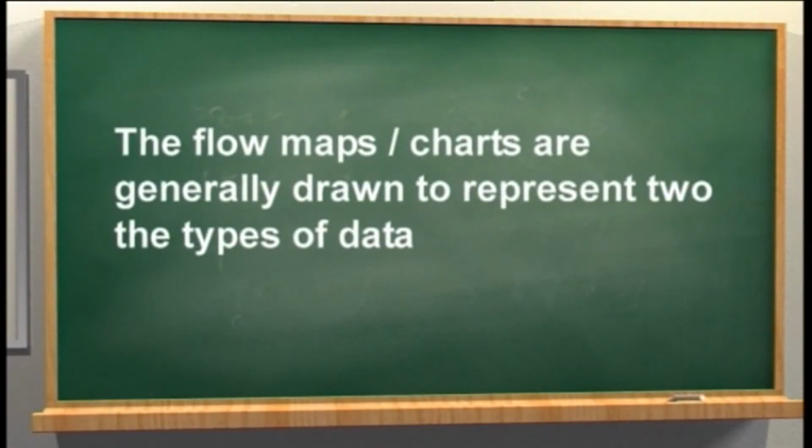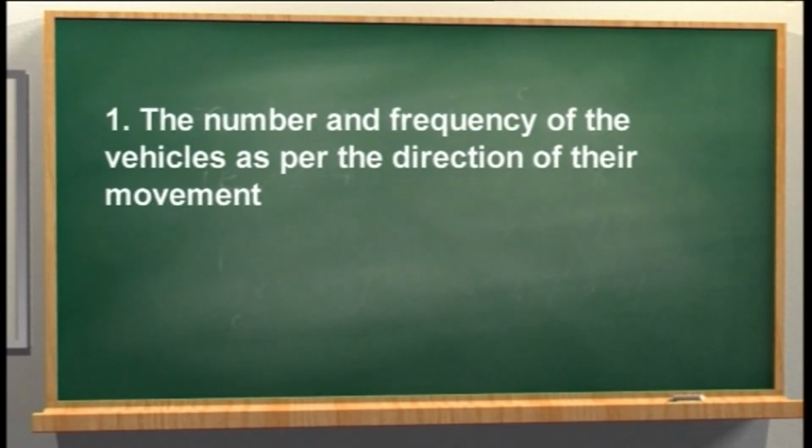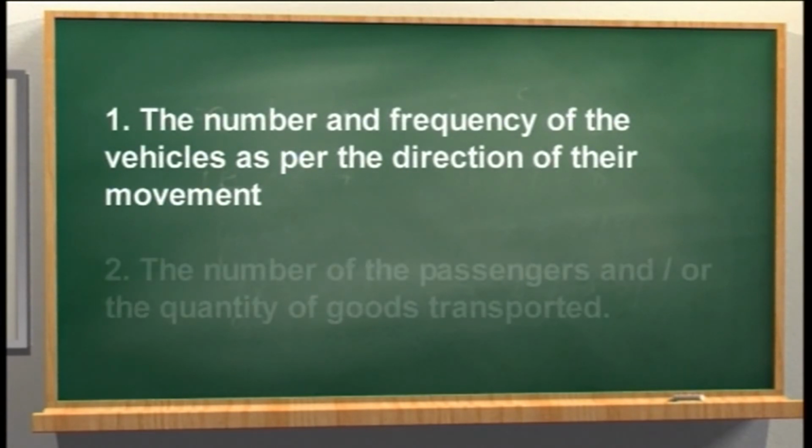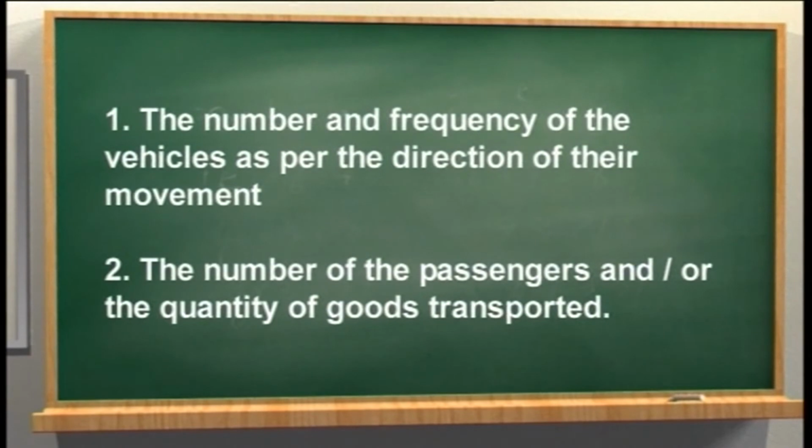The flow maps or charts are generally drawn to represent the types of data as given below. 1. The number and frequency of the vehicles as per the direction of their movement. 2. The number of the passengers or the quantity of goods transported.